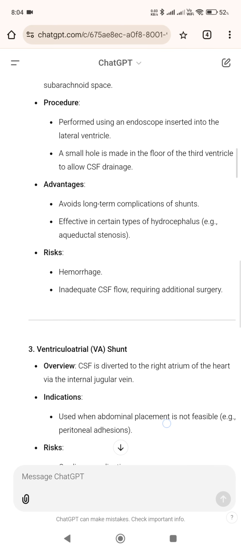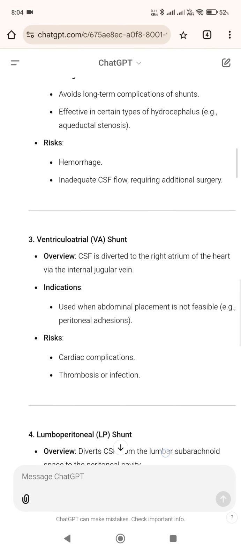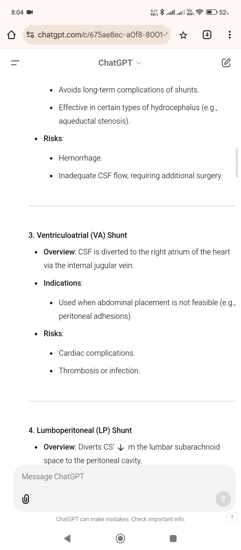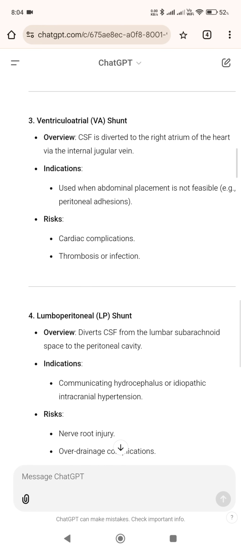Advantages. Avoids long-term complications of shunts. Effective in certain types of hydrocephalus, e.g., aqueductal stenosis. Risks. Hemorrhage. Inadequate CSF flow, requiring additional surgery.